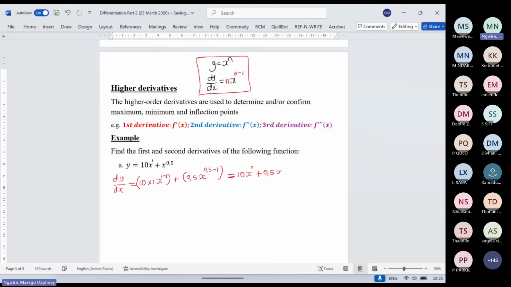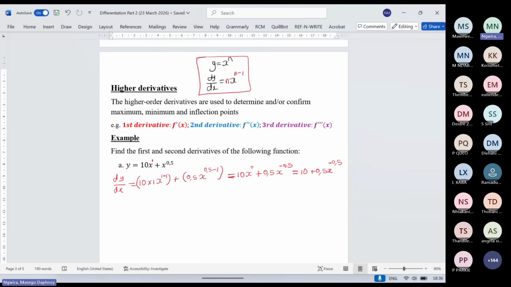This is x to the power of 0.5 minus 1, going to be negative 0.5. You can also write it as a fraction. And then x to the power of 0 is 1, so this is just going to be 10, and then plus 0.5x to the power of negative 0.5. You can write this as a fraction, it's still fine. You can say 10 plus 1 over 2, x to the power of negative 1 over 2. It's the same thing.